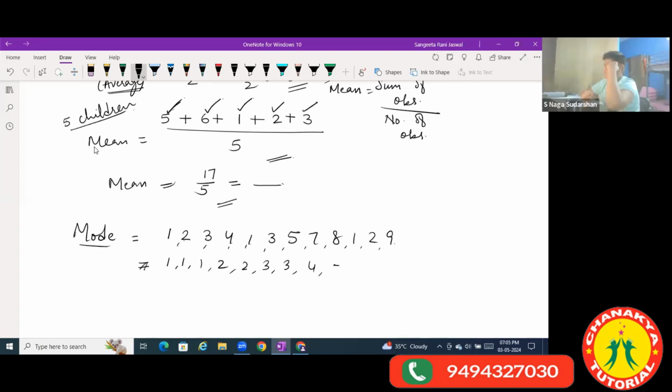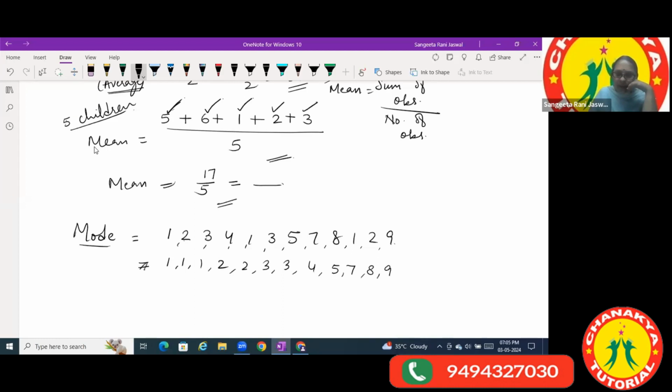One time. 7, how many? 6. Is there any 6? No. 7 is how many times? One time. 8 is how many times? One time. 9, one. Okay. So what do I see here? 1 is occurring 3 times, 2 is occurring 2 times, 3 is occurring 3 times, and all other terms are occurring 1 time.